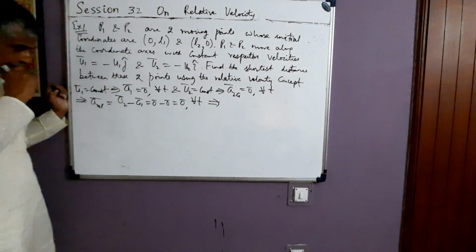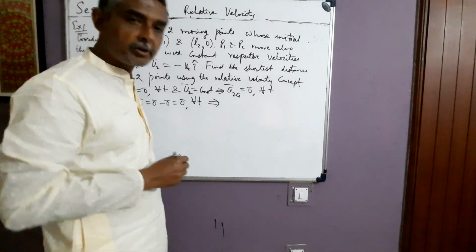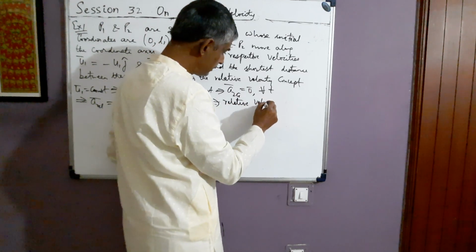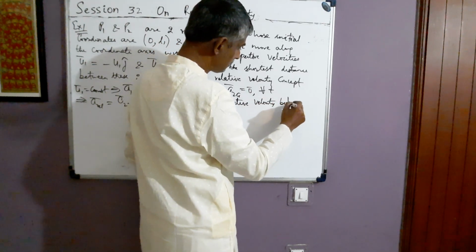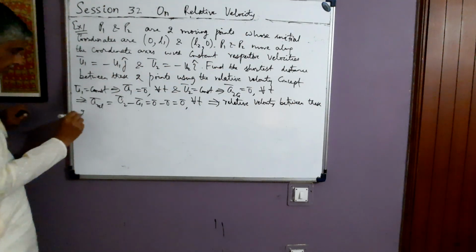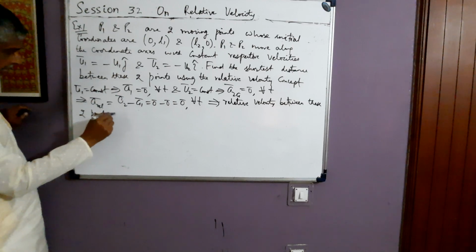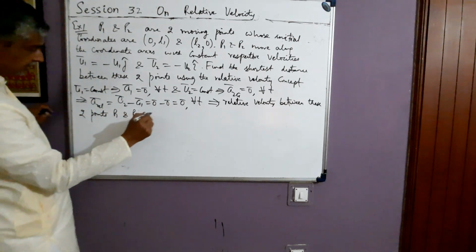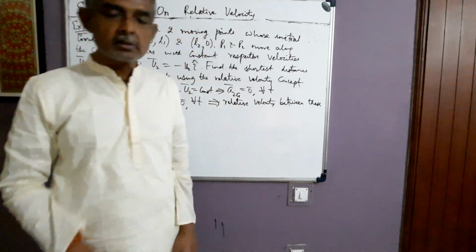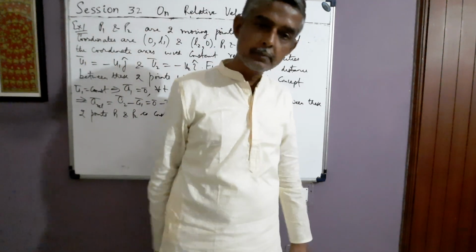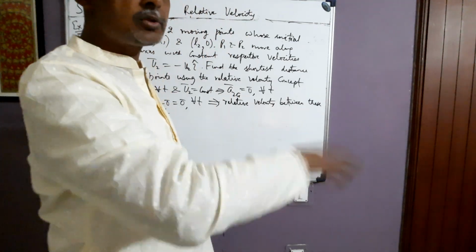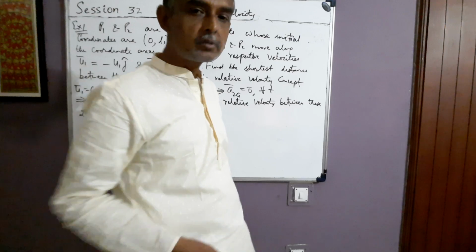That means relative velocity between these 2 points is constant. That means that if P1 observes P2, then P1 will say that P2 moves along a straight line at a constant speed. Or otherwise, if P2 observes P1, then P2 will say that P1 also moves along a straight line at a constant relative speed.